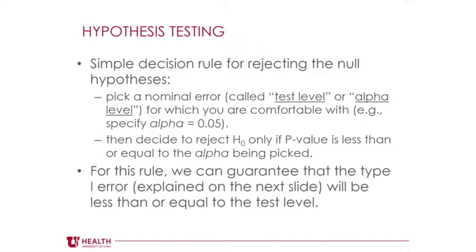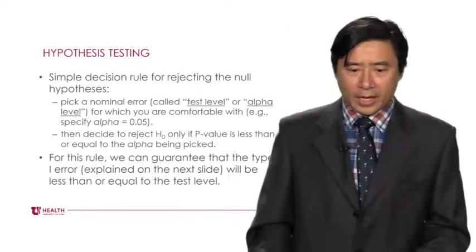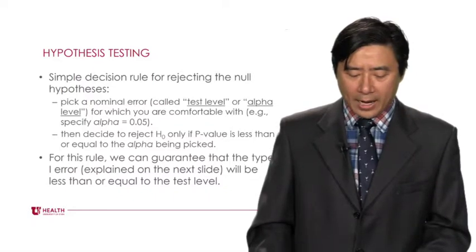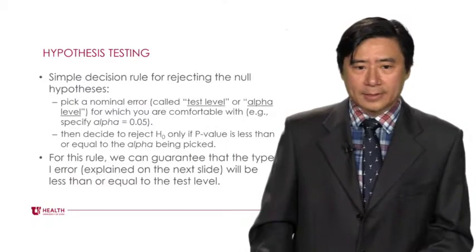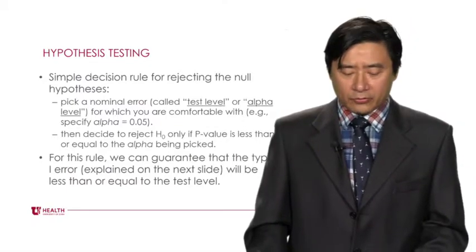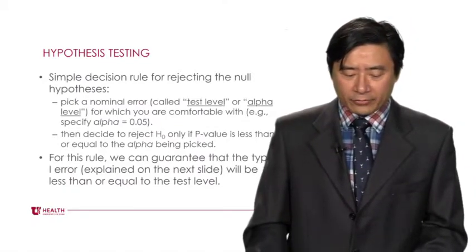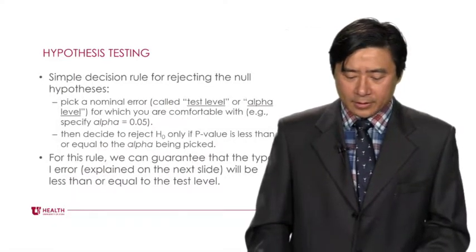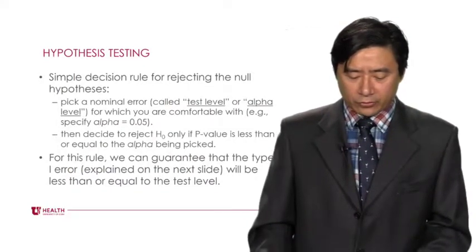Then you can decide to reject the null hypothesis only if the p-value is less than or equal to the alpha value being picked. That is to say, if you have your p-value less than 0.05 in this example, you can claim you reject the null hypothesis. Otherwise, you will say you fail to reject the null hypothesis, and this helps you to make a conclusion.